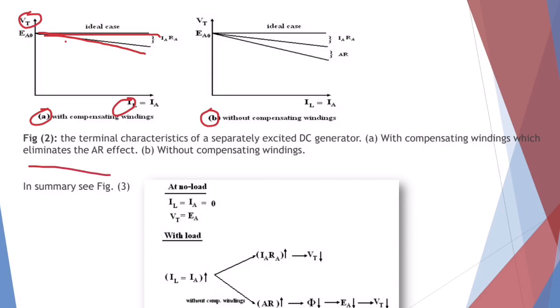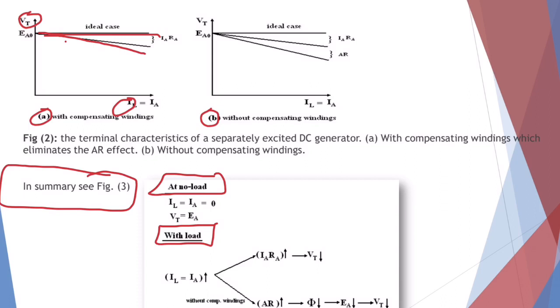So in summary, we can make a summary for at no load and with the load. At no load, IL equals IA equals 0, VT will equal EA. With the load, IL equals IA increases, so the drop will increase and VT will go down. Without compensating windings, armature reaction increases, flux will decrease, EA will decrease, VT will go down. This is the summary with the load and without load.